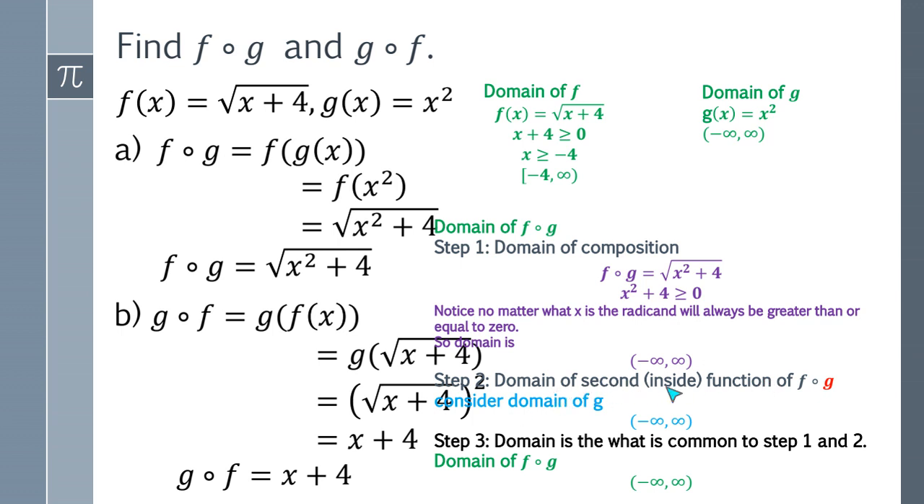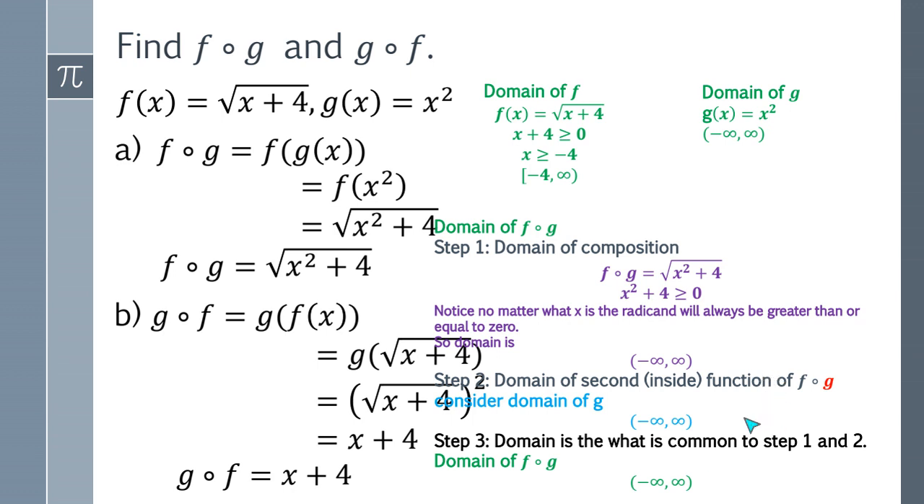So in letter A, that inside function is g, okay? So we're going to find the domain of g. Well, we already did that. It was negative infinity to positive infinity. Now your domain of the whole composition is going to be what's common to step 1 and step 2.